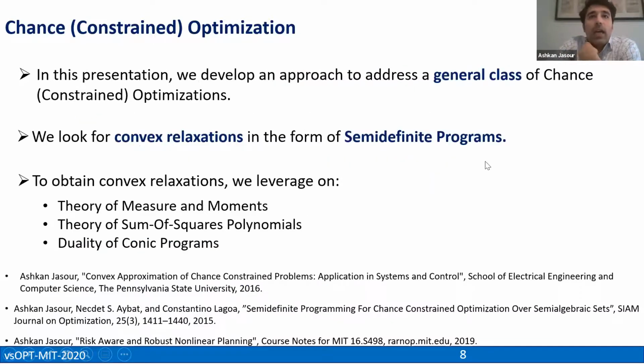In this talk, we are going to develop an approach to address a general class of chance optimization problems. And for this, we look for convex relaxations in the form of semi-definite programs. And to obtain such SDPs, I'm going to leverage the theory of measures and moments, the theory of sum of squares polynomials, and also duality of conic programs.